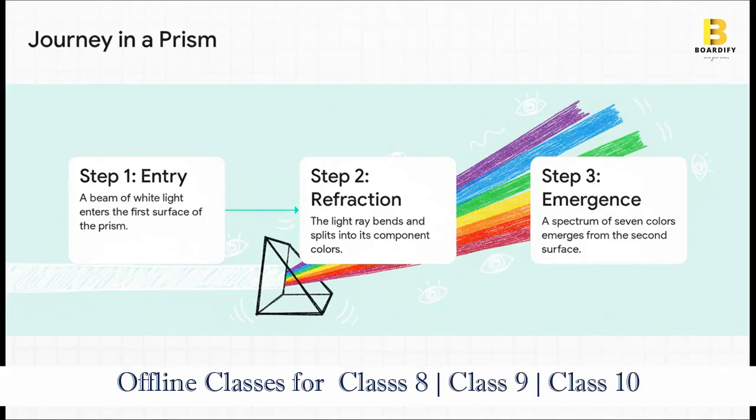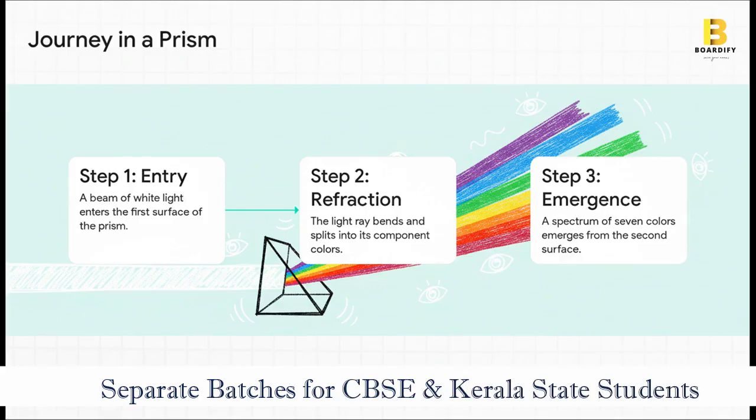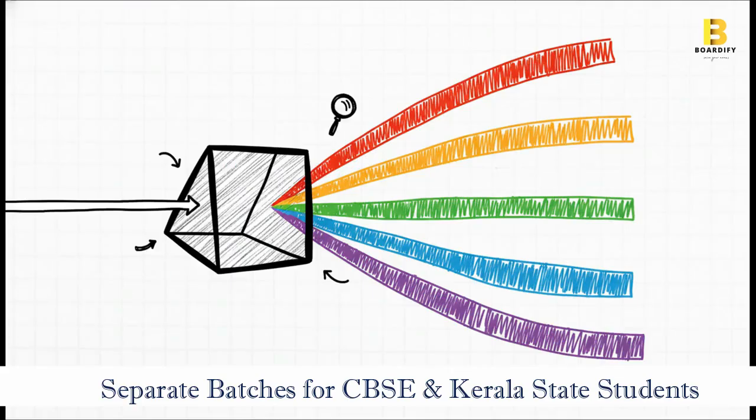So here's how it works. White light goes into the prism. As it enters the glass, it slows down and bends. But here's the trick. Each color inside that white light bends by a slightly different amount. So when the light comes out the other side, all those colors have separated and boom, you get that beautiful spectrum of 7 colors.